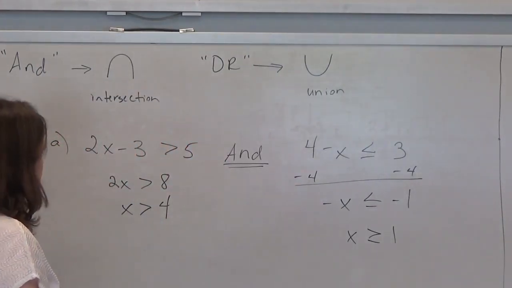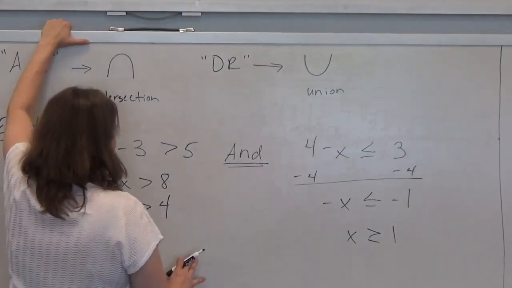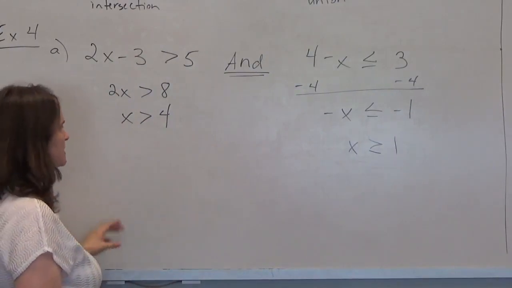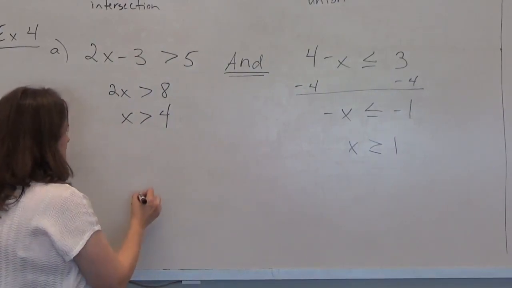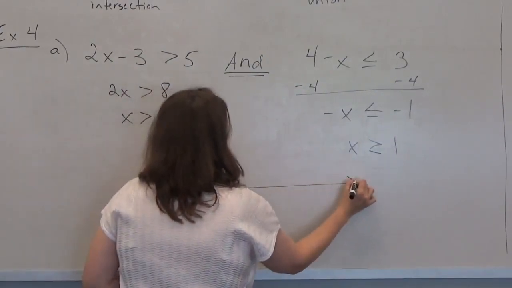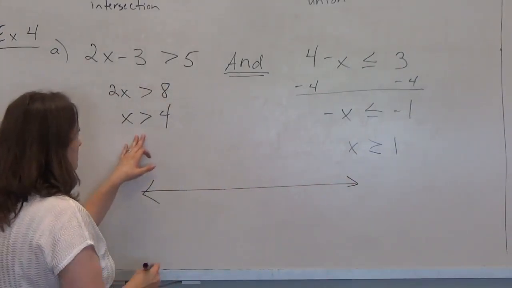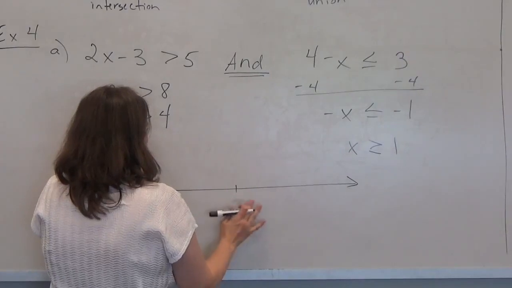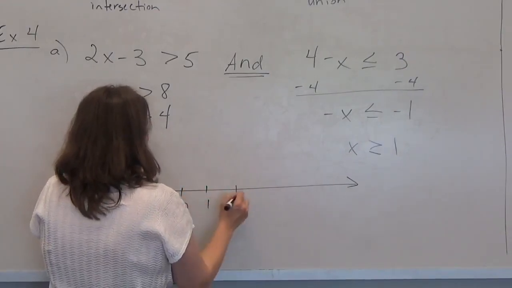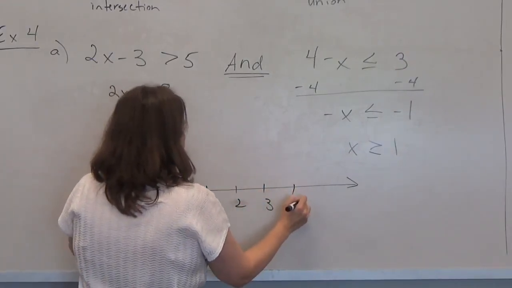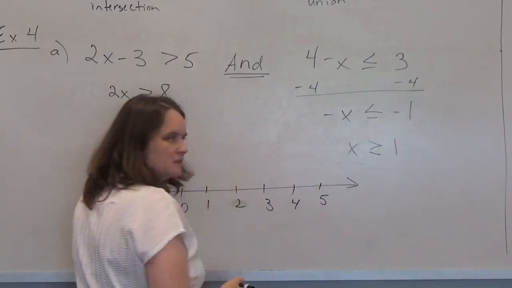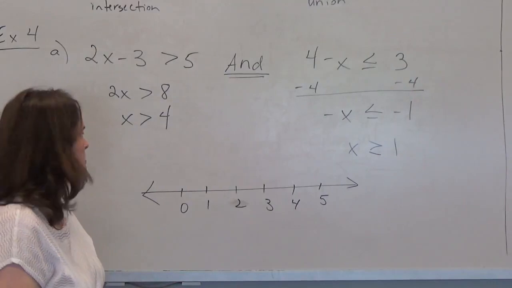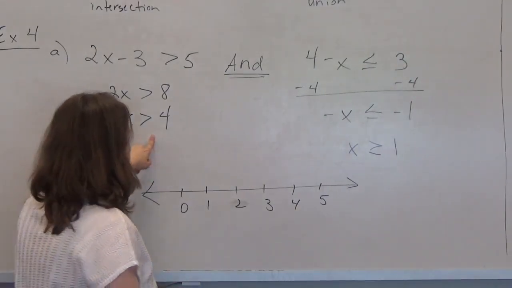So these are our two pieces. We've got x is greater than 4 and x is greater than or equal to 1. How are we going to give our final answer in interval notation? We need to look at the graph first. So x greater than 4, again, notice I'm only putting numbers on here that you really need and just a few around those numbers. X greater than 4.